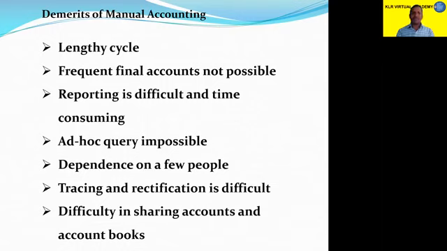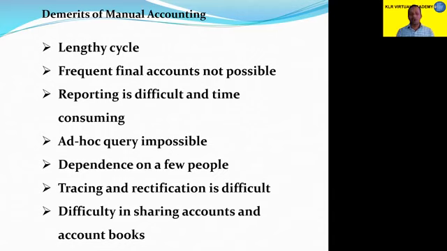So this is next. And fourth one, ad hoc query impossible. A set of related questions to locate, to sort, to identify a particular item, a transaction, an account is called a query. Computerized accounting supports the query option. In case of manual accounting system, it is a cumbersome and almost impossible task to locate.